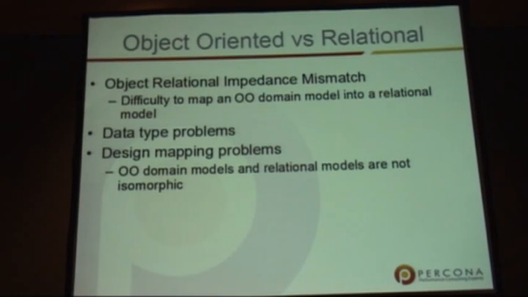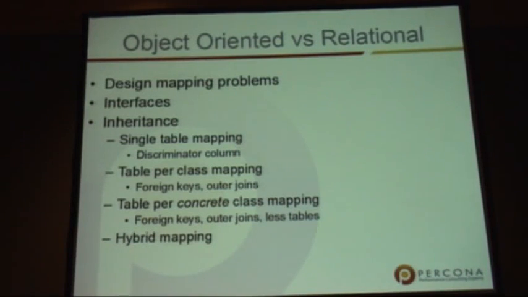It's that both models, object orientation and relational, are not isomorphic. So usually you will have a structure in your database, and it's going to be very hard to reflect that structure with your objects and vice versa, unless your structures are really simple. These design mapping problems, we can basically summarize.